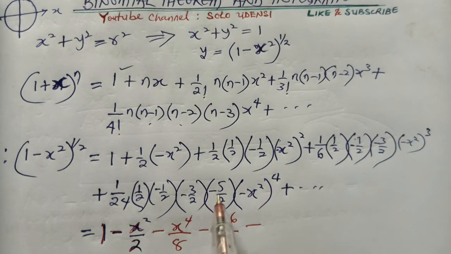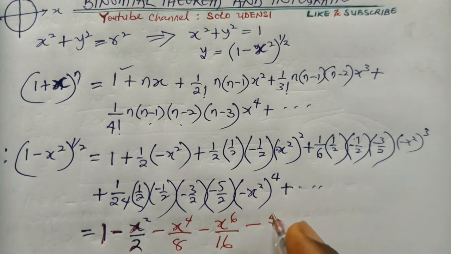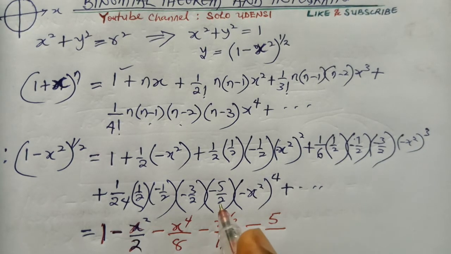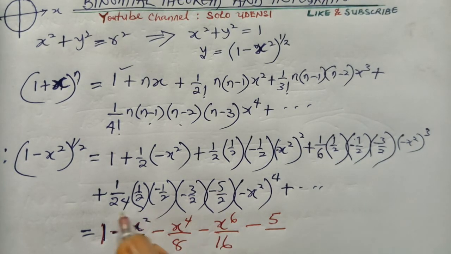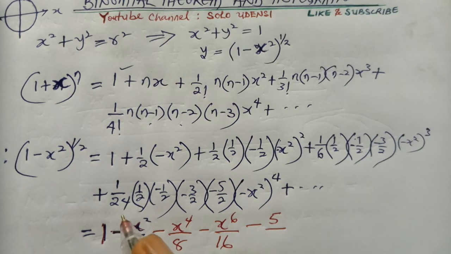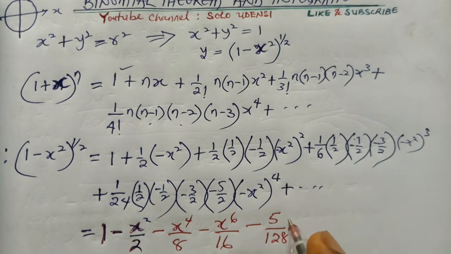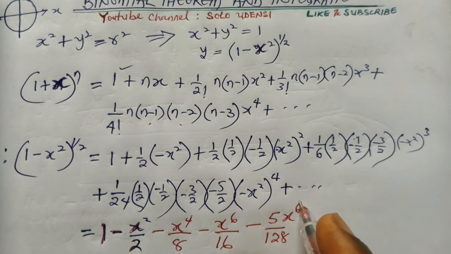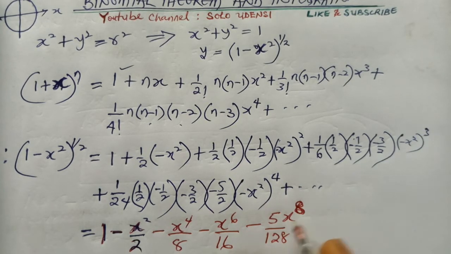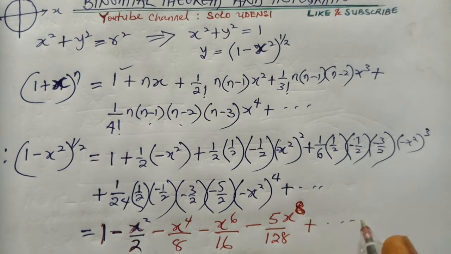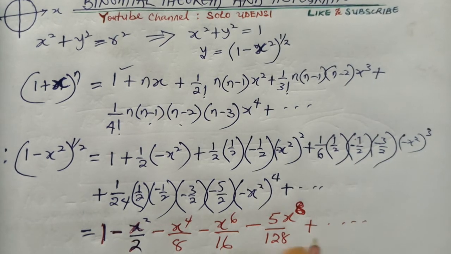Minus this one will give us 5 on top over this times this times this times this, 16 times 24 is around 128, times x raised to power 8. 2 times 4 is 8, plus and so forth and so on. But it's going to be minus, but let's just say plus and so forth and so on.